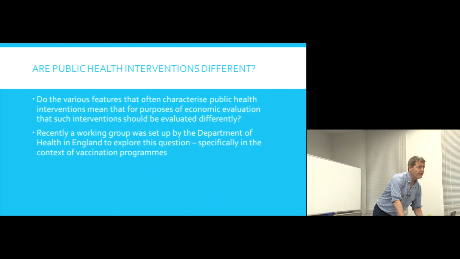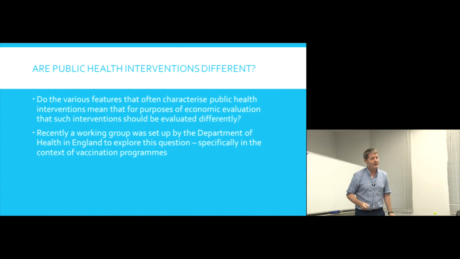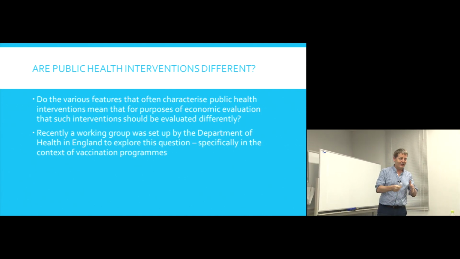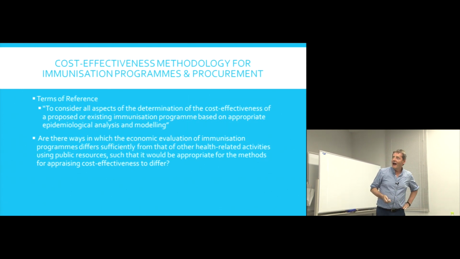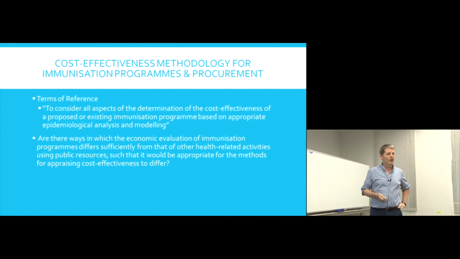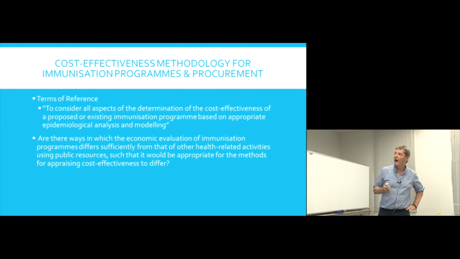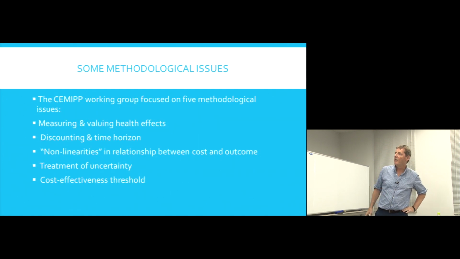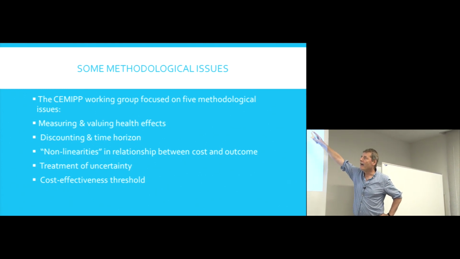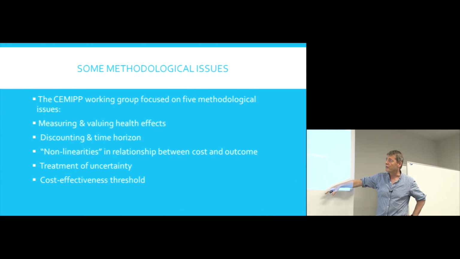So we had about 13 meetings. We had 3 subgroups, and the subgroups reported to each meeting, and then eventually we reported ourselves. The terms of reference are there, but basically the question was, should we be using different methods of evaluation or similar methods? And we decided, CMIP was the acronym for the working group, that there were 5 potential methodological issues.